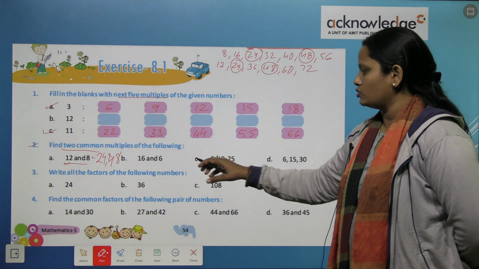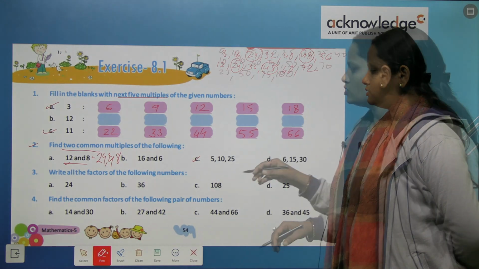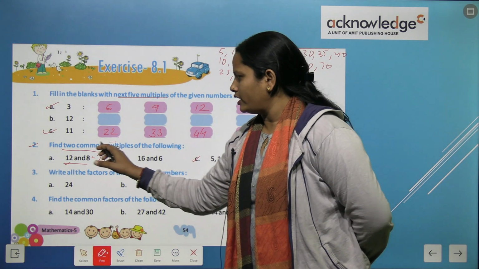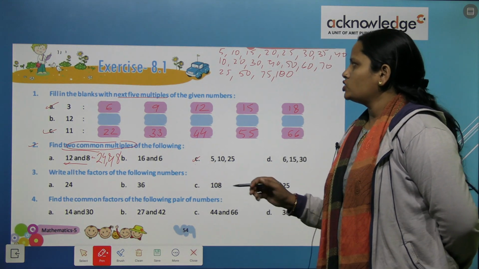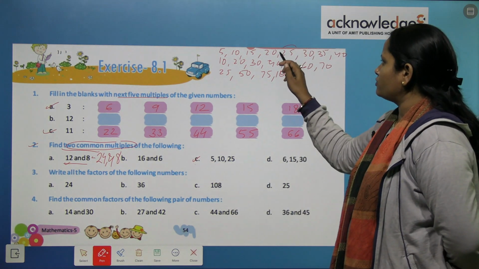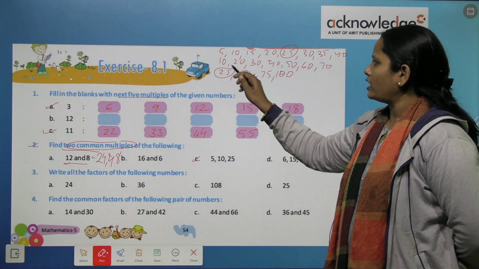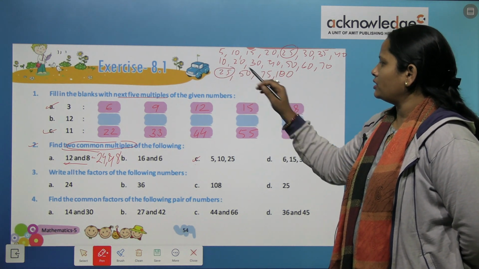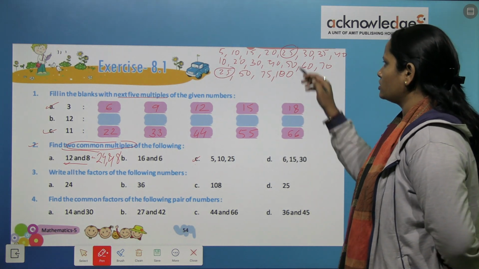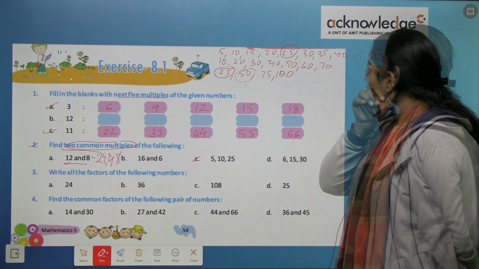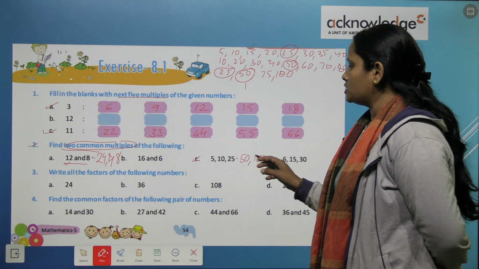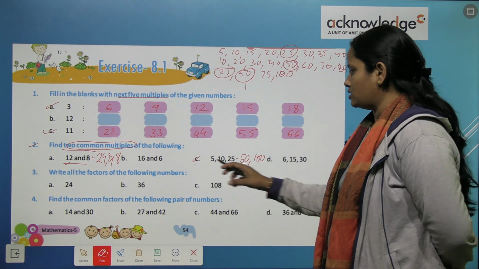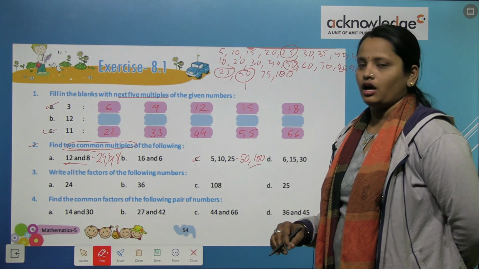Next question, let's do this C part. So children, here the question is we have to find the 2 common multiples of this given number. So हम देखेंगे multiples में 25, but here 25 is not written, so it's not the common multiple. 50 and 100. So children, the common multiples of the sixth C question is 50 and 100.